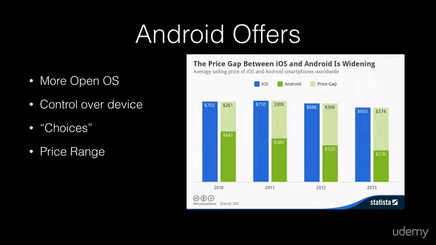And speaking of choice, that also means price range. The price gap between Android and that of iOS devices has been widening, I should say, over the years. In 2013 alone, there was already a $374 price gap between some of the feature phones on Android and that of iOS or Apple's iPhones. So there's a big price gap. There's a price range. You can get a phone that is cheaper, more expensive, whatever fits your budget. There's a lot of different Android devices out there.